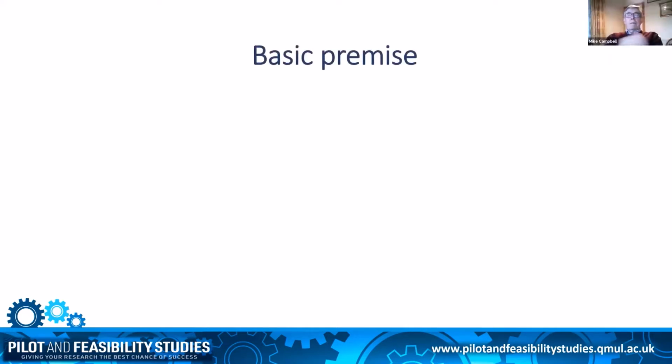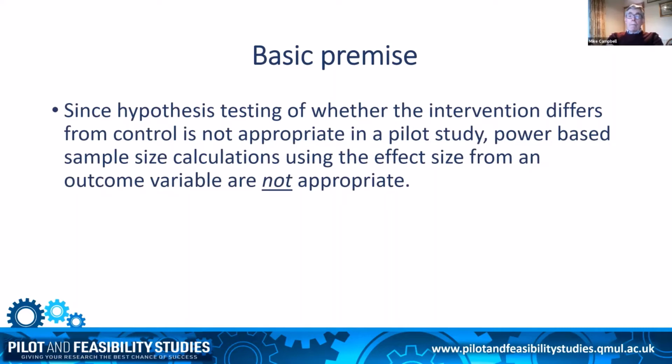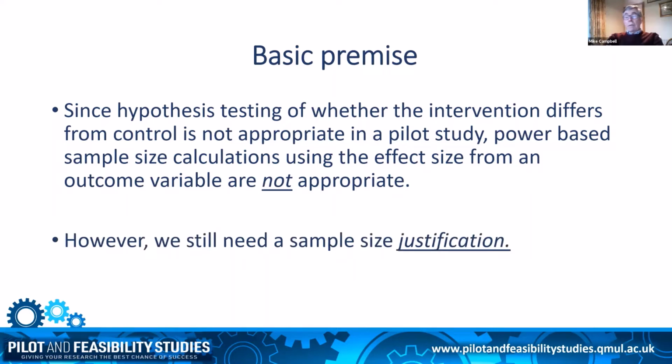Well, the basic premise that hypothesis testing of whether an intervention differs from a control isn't actually appropriate for a pilot study, because pilot studies are really trying to determine recruitment rates and things like that. So power-based sample size calculations using the effect size from an outcome variable are not appropriate. However, you still need to be able to say why you've chosen a particular sample size for a pilot study. So what we need is what we call a sample size justification, so that you can present that to grant-giving bodies, for example, to say why you need that number of people in your study.